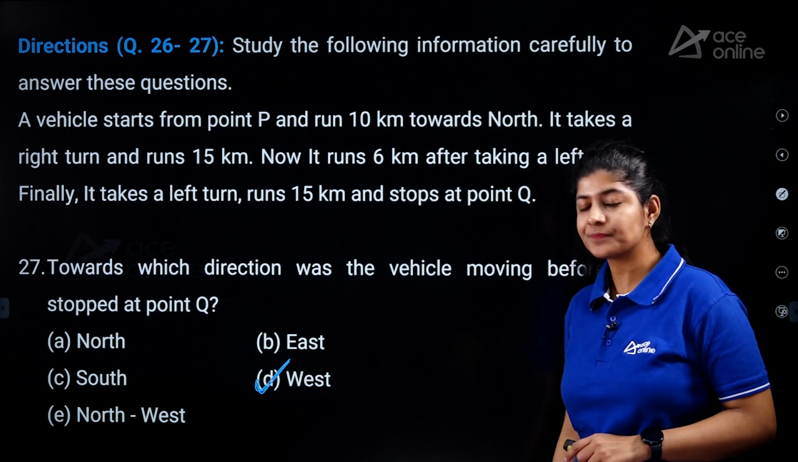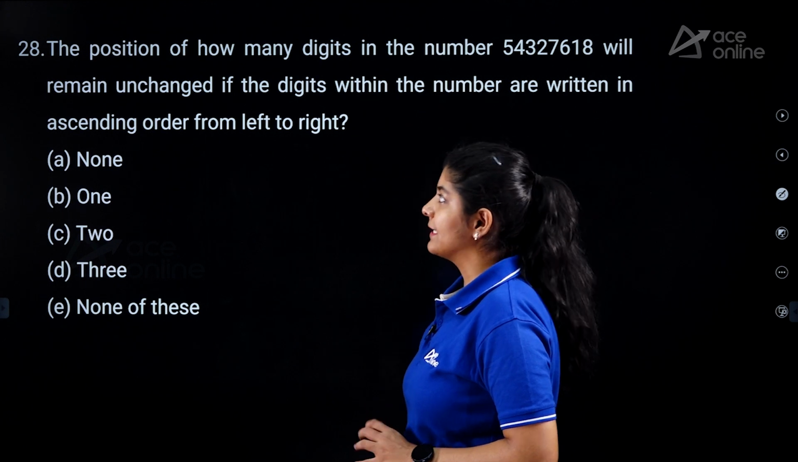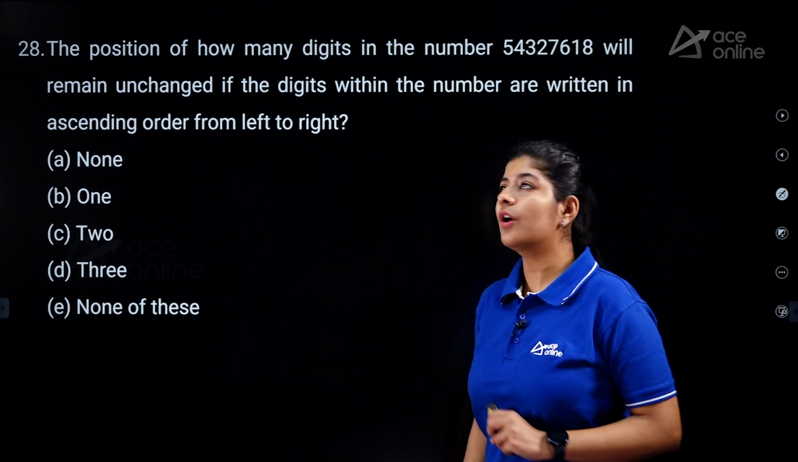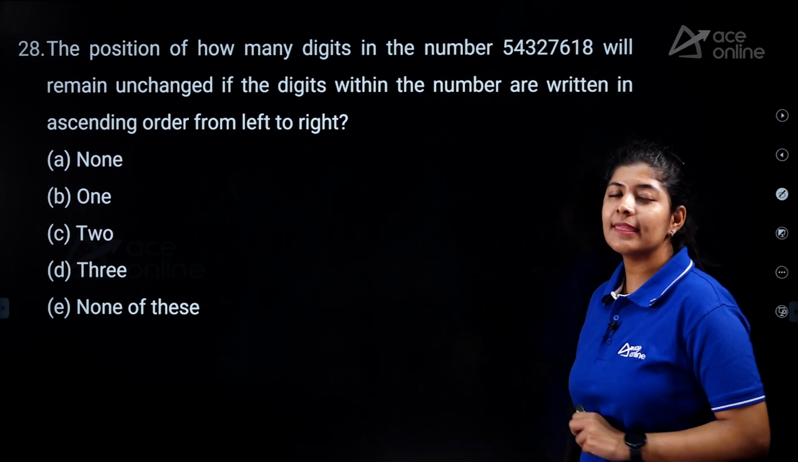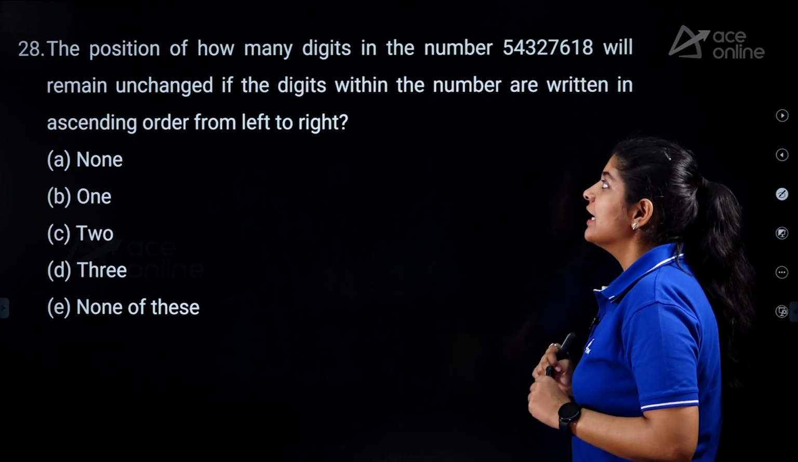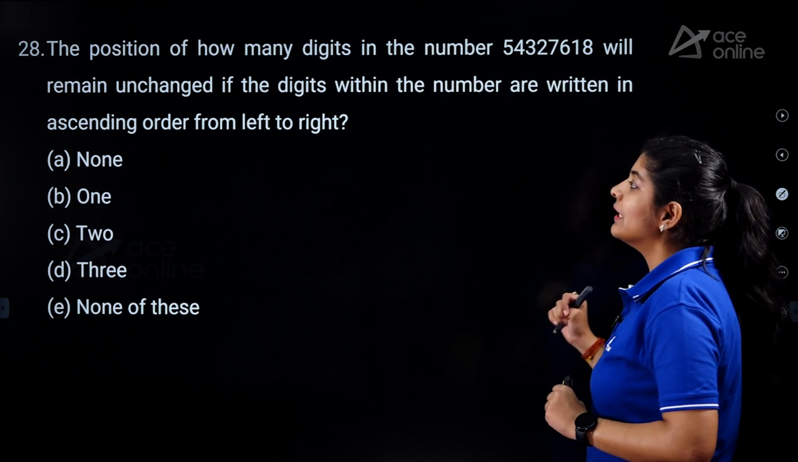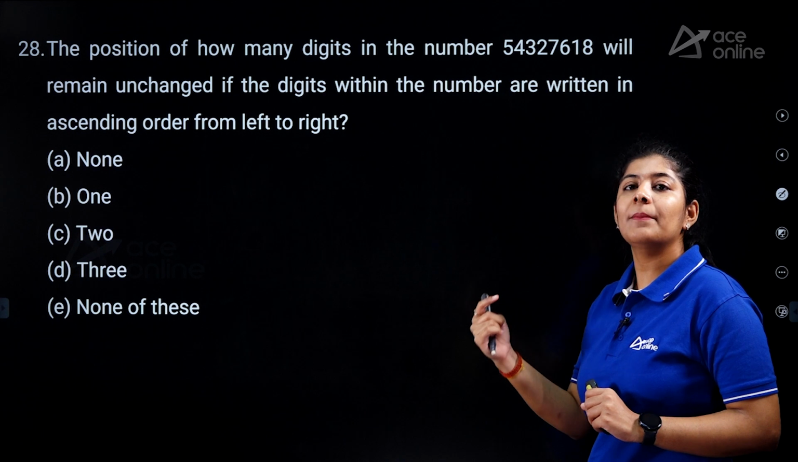Is it clear? Next. Question number 28 says, the position of how many digits in this number will remain unchanged if the digits within the number are written in ascending order from left to right.